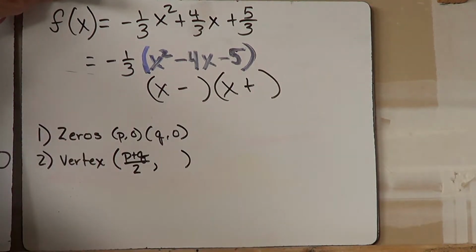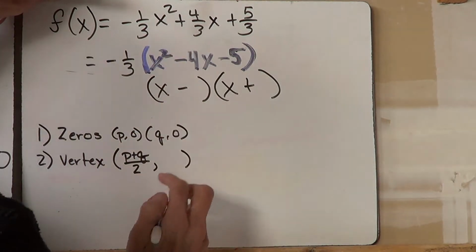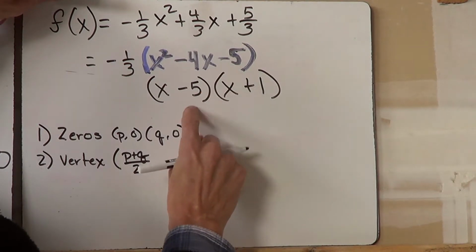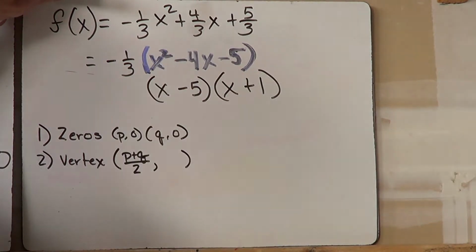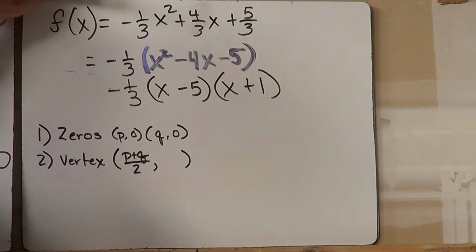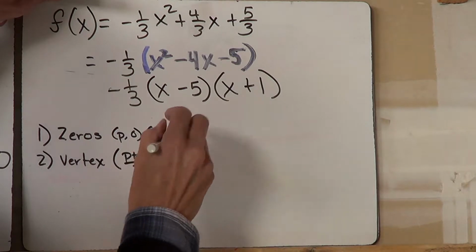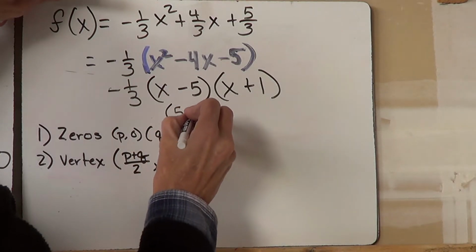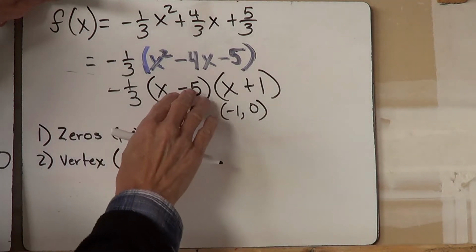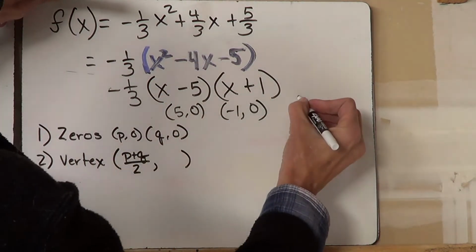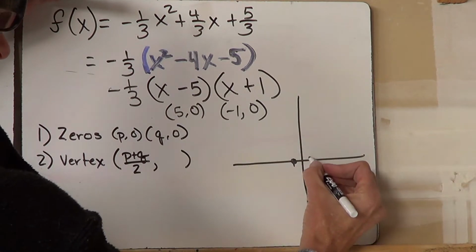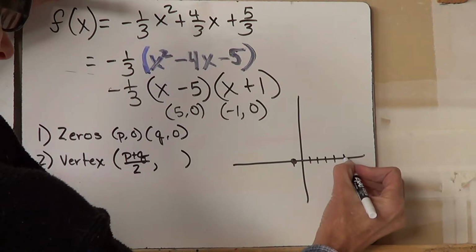What 2 numbers multiply to be 5 and subtract before would be 5 and 1. The number farthest from 0 always matches that sign. And we bring the negative 1/3 back. Okay? So we now know our zeros would be 5, 0 and negative 1, 0, because when you set those equal to 0 and solve, that's what you get. So we have negative 1, 0 and 5, 0.